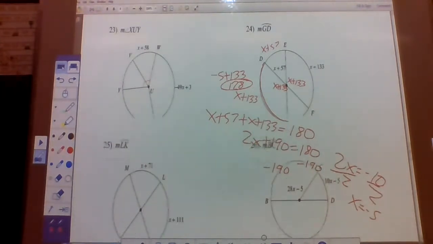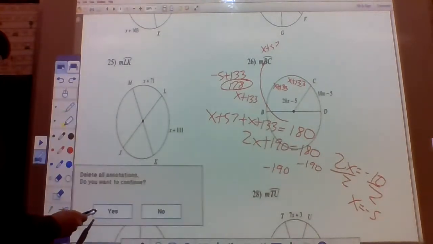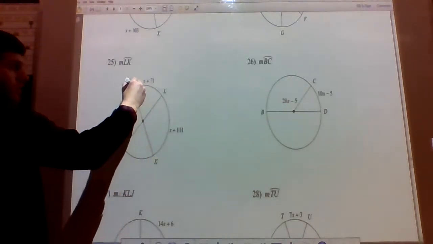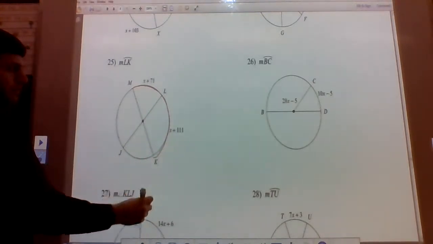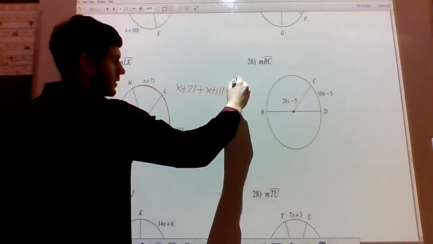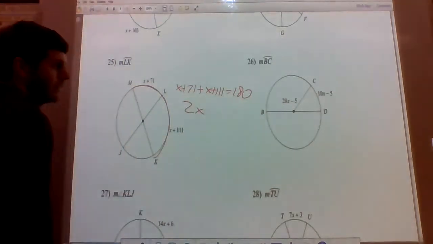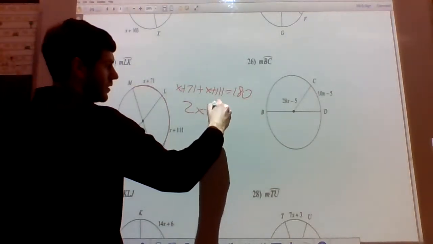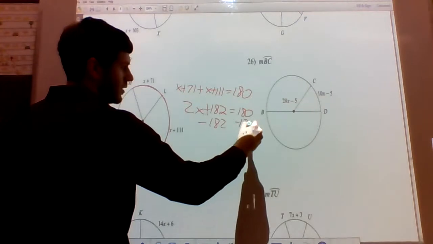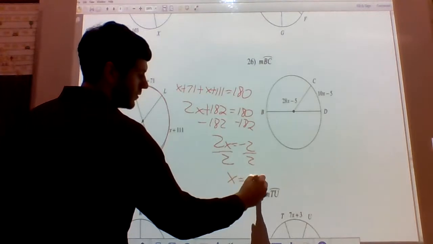25 and 26. Okay, so we want to find LK. Well, first let's start with x. Let's find x. So here's a semicircle. So x plus 71 plus x plus 111 is going to equal 180 because the semicircle is 180. So 2x, that's 182. Subtract 182. We get 2x equals negative 2. We divide both sides by 2. We get x equals negative 1.